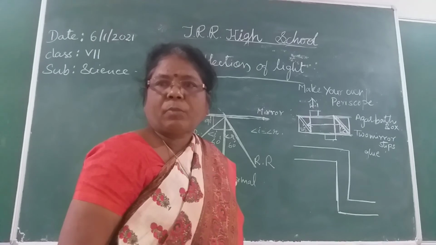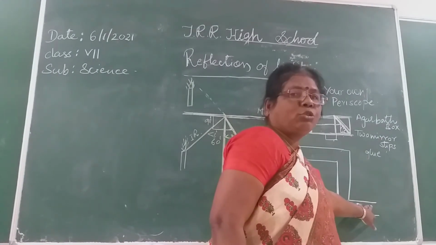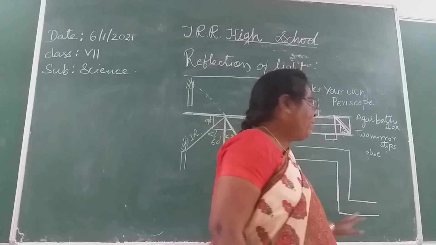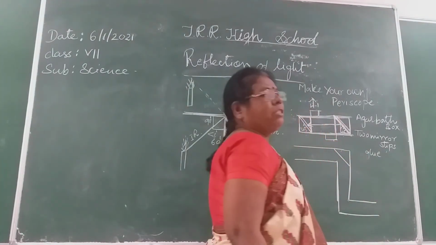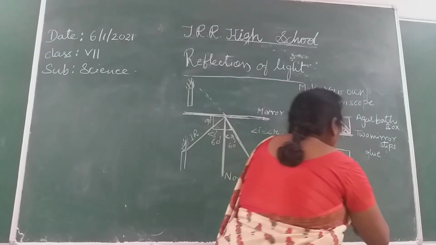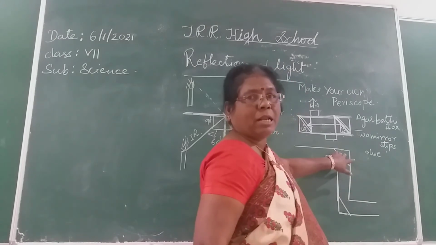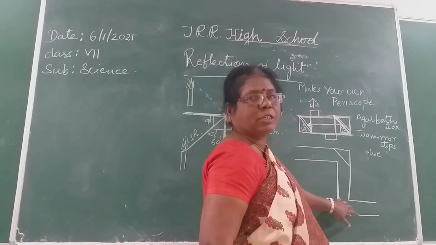Paste it. Now take mirror strips. Keep these ends open. Now here fix the mirror at a 45-degree angle. Here also fix the mirror at a 45-degree angle. The mirrors should be parallel, and the reflecting surfaces face each other.